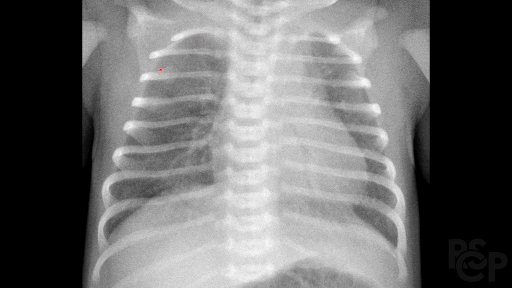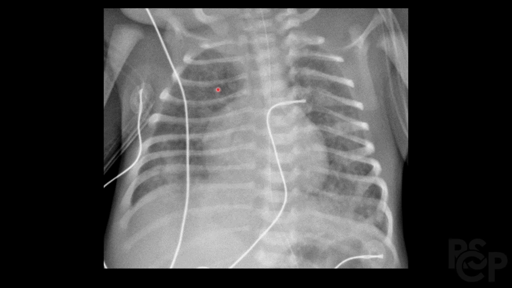So this is another milder case of transient tachypnea of newborn. We don't see the severity that we saw in the previous slide. And again, you really want to correlate this clinically before you give a definitive radiological diagnosis. Okay, so this patient is presenting with respiratory distress and is born at term.